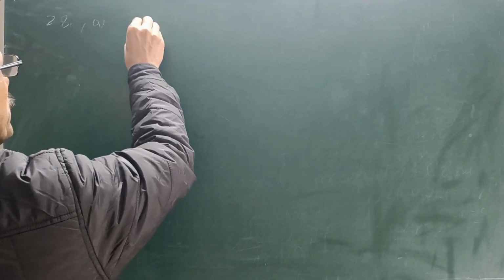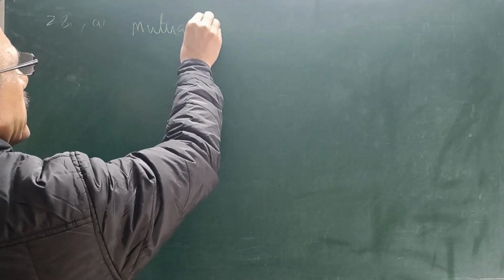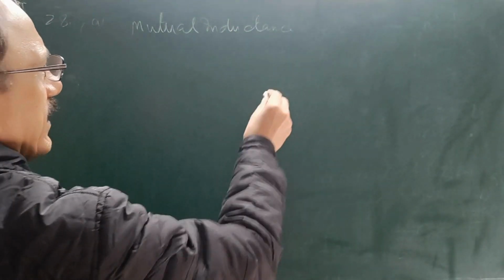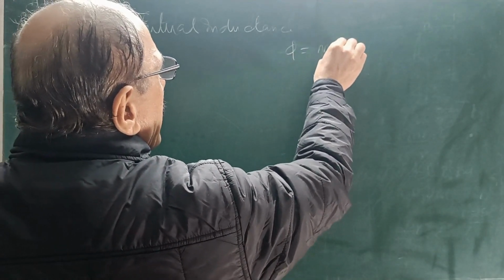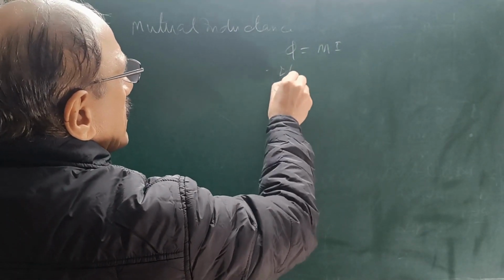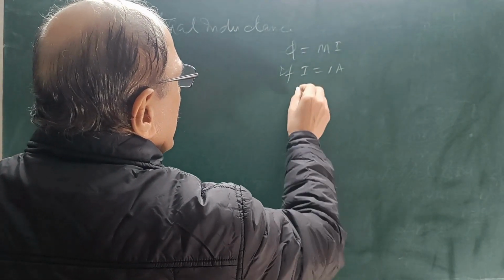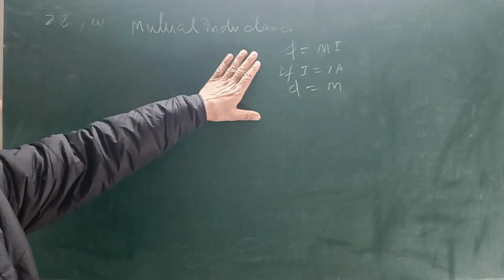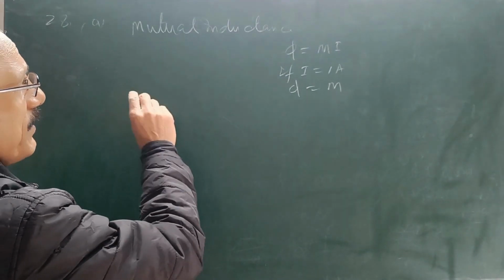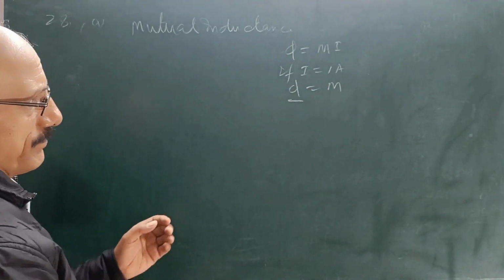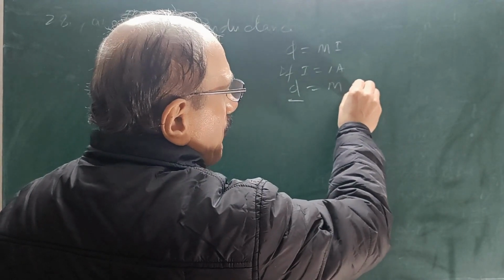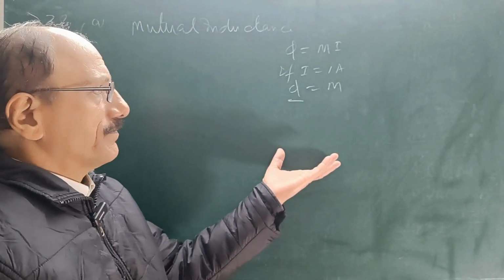28a. Mutual inductance. We know that phi equals to M I. The flux, so if I equals to 1 ampere, then phi equals to M. So we can define this way. There are two definitions. We can define it in two ways. One is the flux produced in the second coil when 1 ampere current is passed through the first coil.